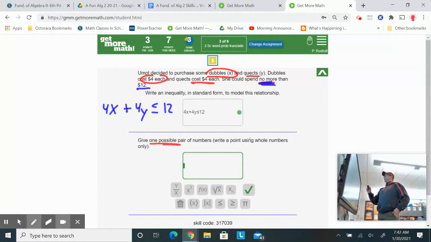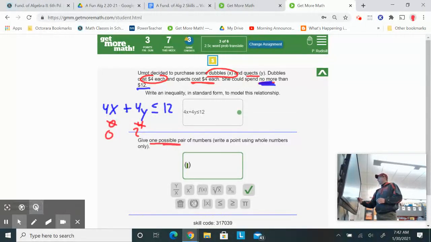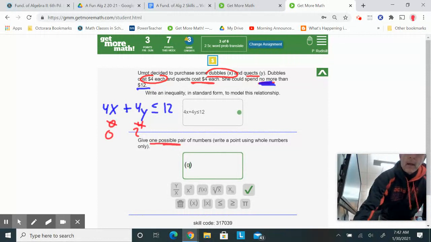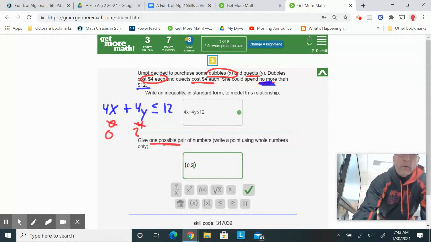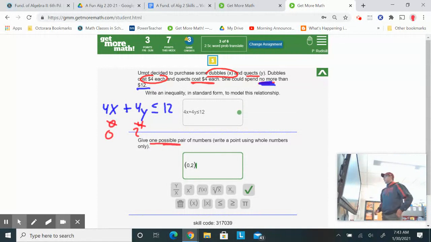So if they sell 0, or purchases, right? Buys 0 of the doubles, but 4 of the quecks, that would give you 0 plus 16, that's too much. So 0, 4 wouldn't work. But 0 of these and 2 of these, that would give you 0 and 8, that would be less than 12. So I can use 0, 2. So I'll type in 0, 2 as an ordered pair. And again, there's so many others that would work too. So just make sure you got one that works this time. Let's check it out.